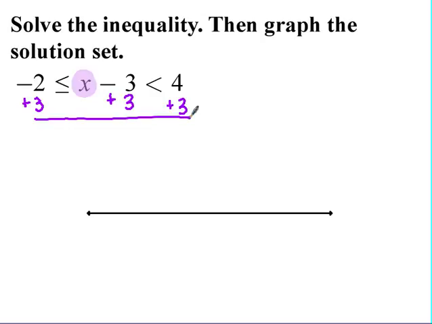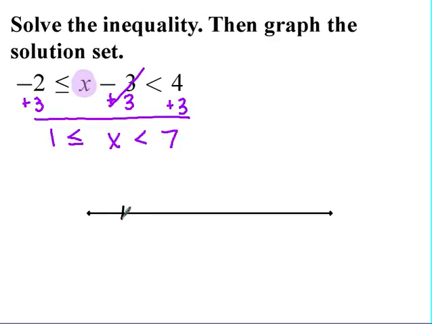What do I get on the left side? 1. What happens to your -3 and +3 in the middle? It cancels, and it leaves me with x. On the right, what do I get? 7. So this is what I need to graph.